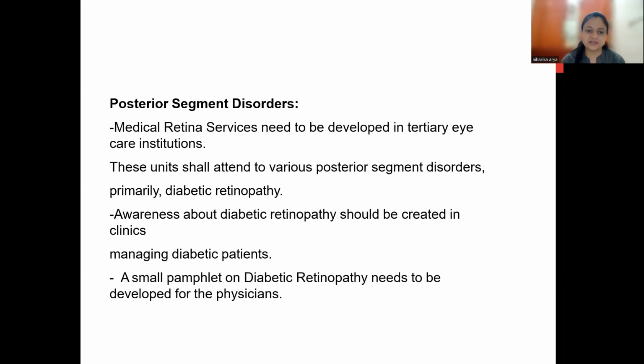For posterior segment disorders, medical retina services need to be developed in the tertiary eye care institutions. These units shall attend to various posterior segment disorders, primarily diabetic retinopathy. Awareness about diabetic retinopathy should be created in clinics managing diabetic patients. A small pamphlet on diabetic retinopathy needs to be developed for the physicians, so that they can give it to patients.